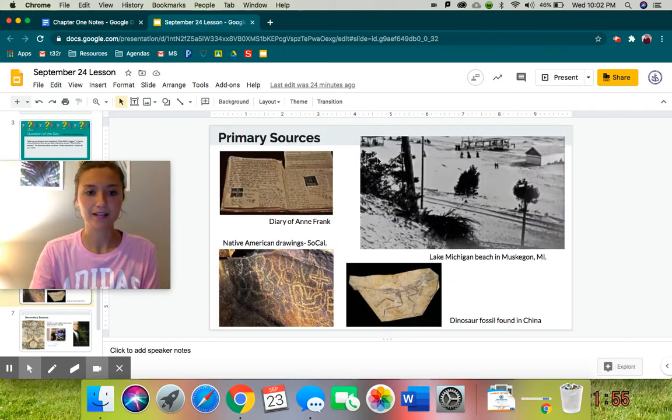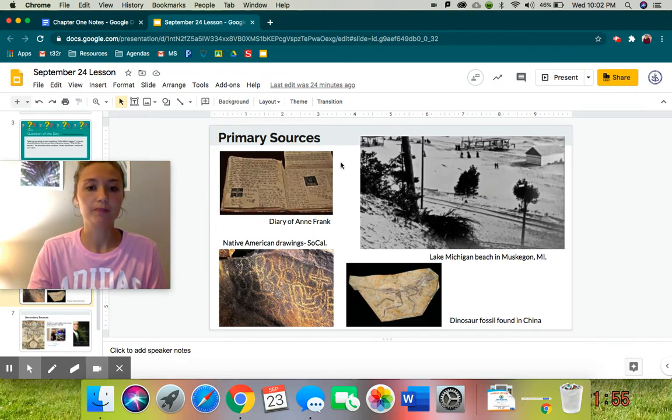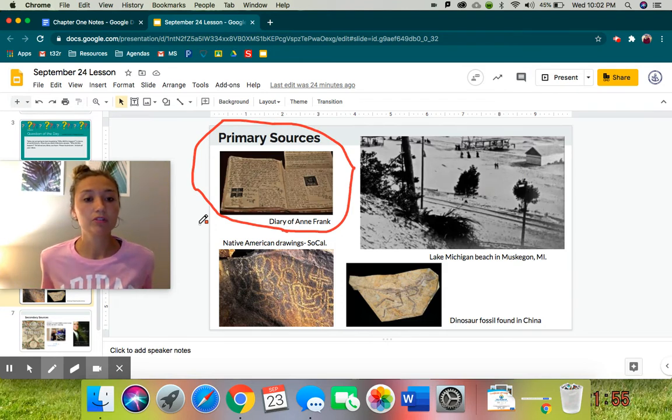We'll go back to that slide. Primary sources. So let's look at this first picture at the top. This is probably one of the most famous diaries of all time, the Diary of Anne Frank. Many of you may know who this is, but Anne Frank was someone who lived during World War II and she was in hiding for 2 years from Nazis.